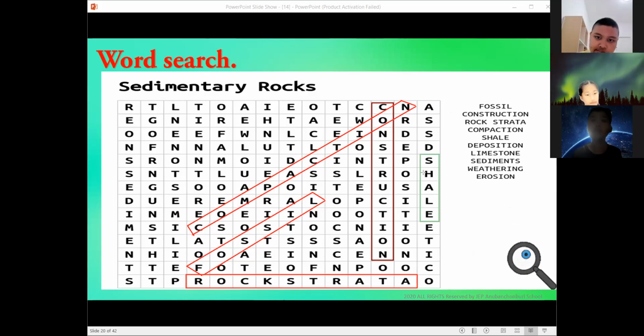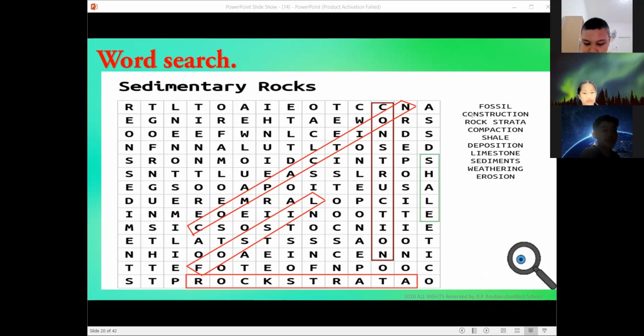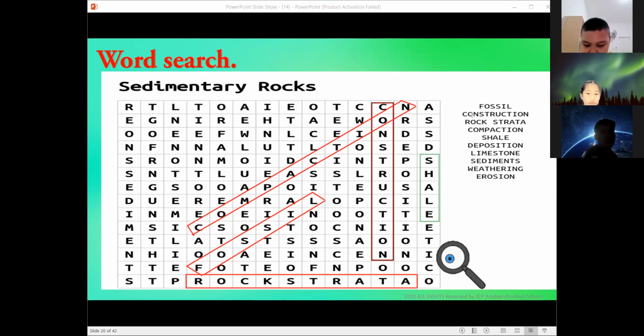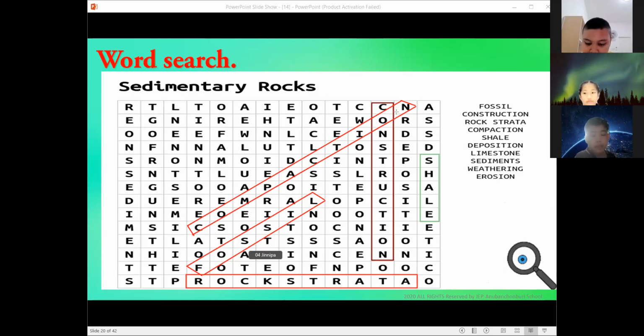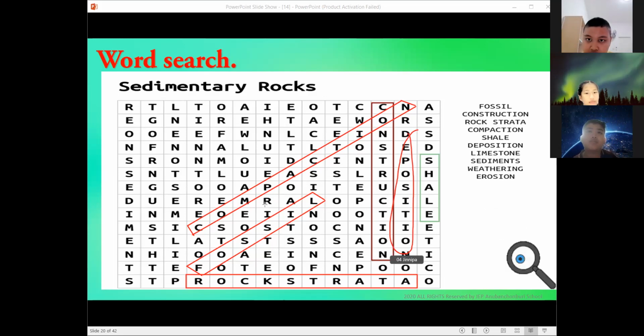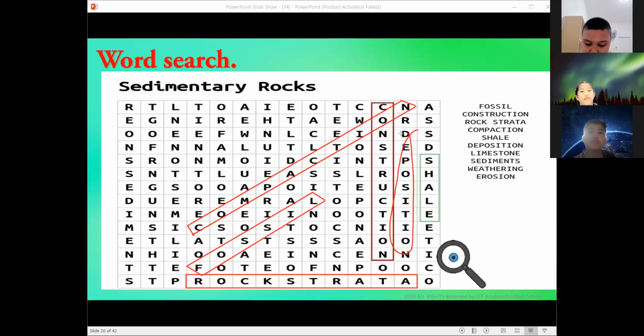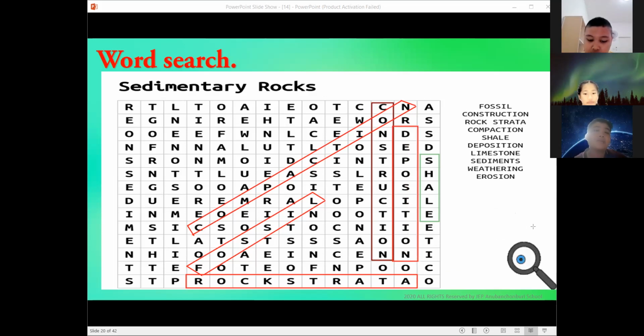What about the word deposition? Who can find the word deposition? Jinipa, go ahead. Deposition. All right. Where is that? Purama, can you find the word? Okay, there. Perfect. Deposition. All right. Perfect. Good. Well done.